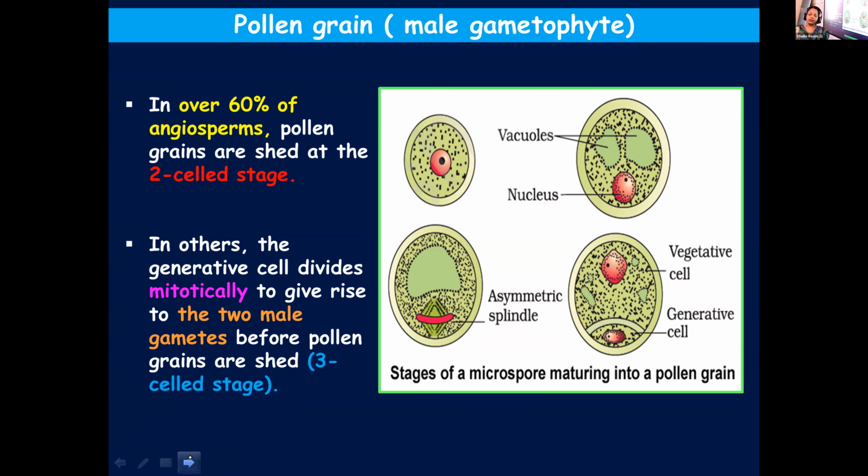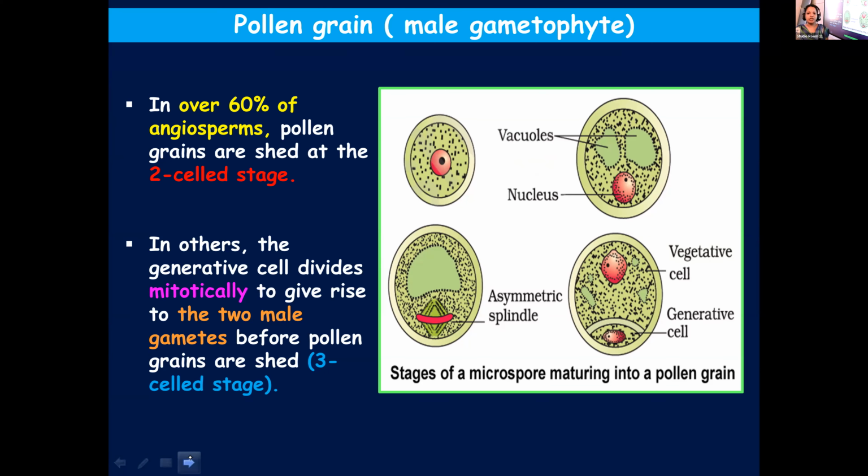Whereas in the remaining types, when the anther breaks open and releases the pollen grains, they will be in the three-celled stage. Why the three-celled stage? In them, the generative cell divides mitotically and forms two male gametes even before the pollen grains are released.